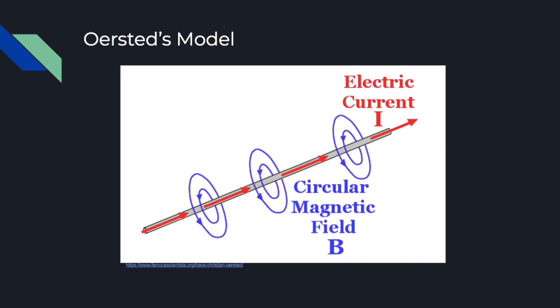Here you can see a depiction of what the circular magnetic field, shown in blue, looks like around an electric current, shown as red, as Ørsted discovered.